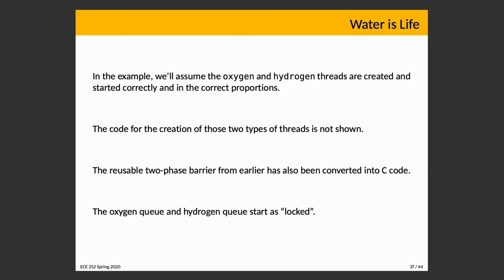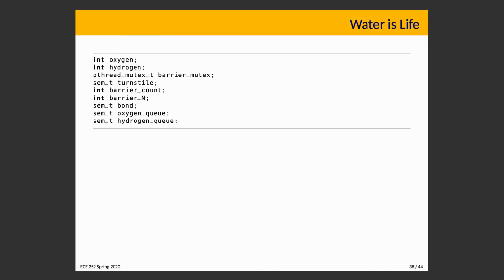But we'll have queues for oxygen and hydrogen, and they both start as locked. That is to say, they have initial values of 0. Okay, so we're going to need a whole bunch of things. We'll have a count of the number of oxygen that is presently waiting. We have a count of hydrogen. We have a barrier mutex. We have a turnstile semaphore.